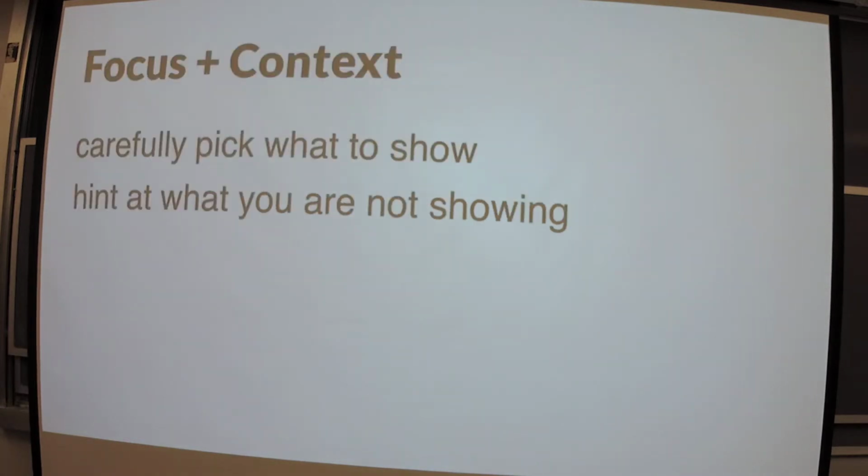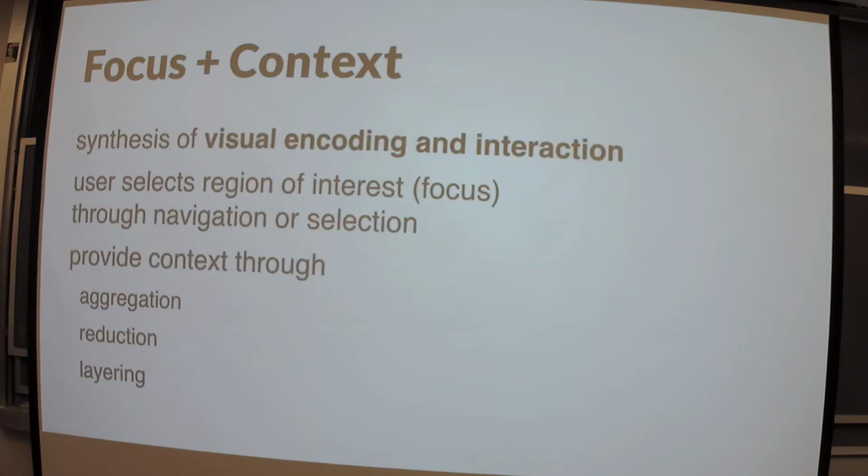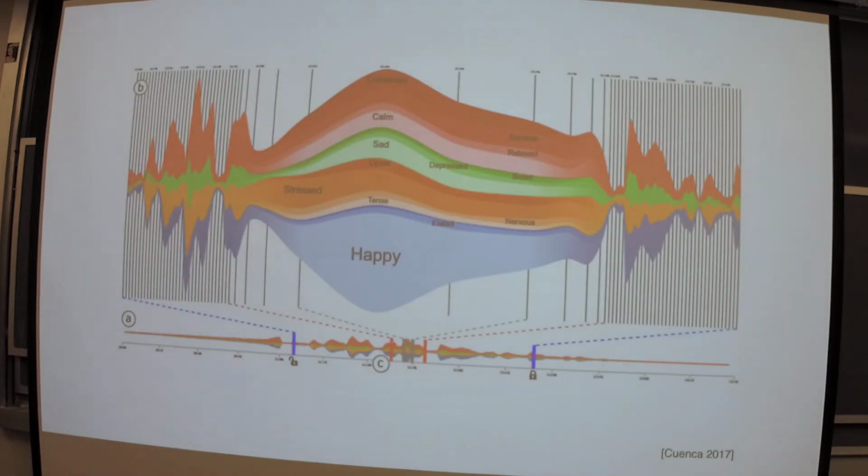When we talk about focus and context, this was really all about carefully picking what to show as your focus piece, and then hinting at what you're not showing, so that people are situated in the larger data set. And so this is kind of a synthesis of visual encoding and interaction. For example, use a selective region of interest, the focus, through navigation or selection, and then you as a visualization designer provide context through aggregation, reduction, or layering. So here was one example.